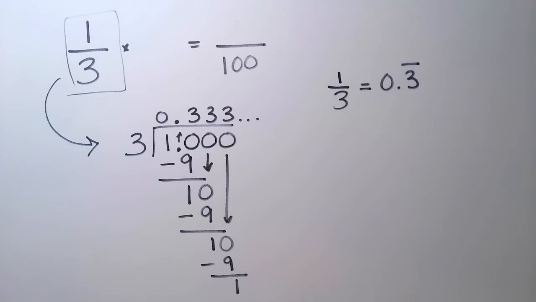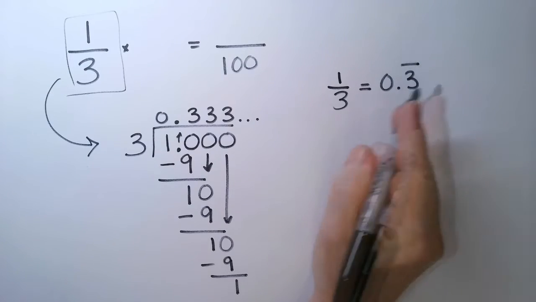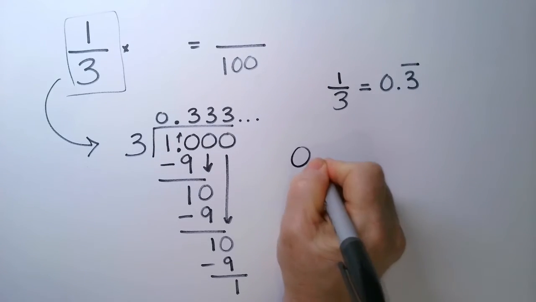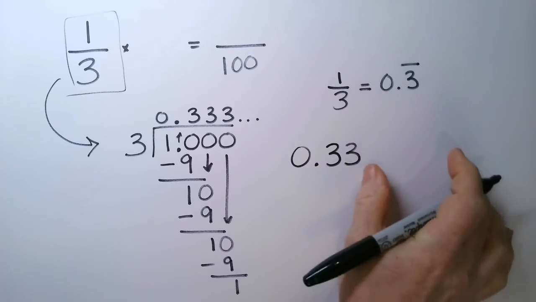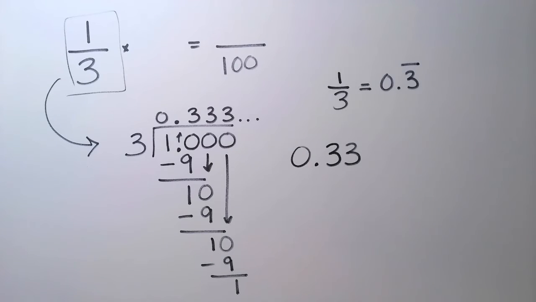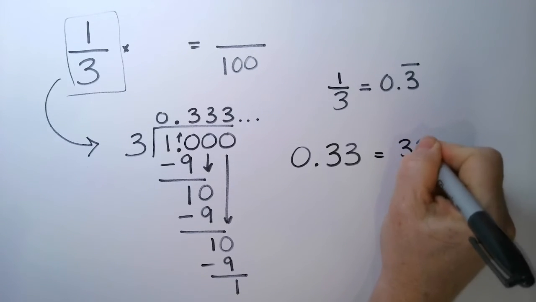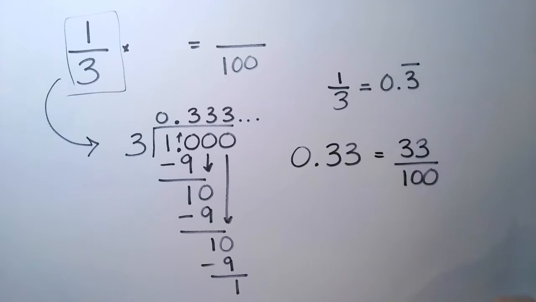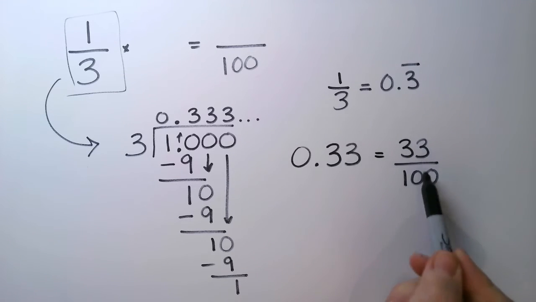Okay. So how do I turn this into a percent? Well, for a percentage, I'm going to write it out to 2 decimal places, 0.33, and then it goes on, but I'm going to truncate it. Let's just deal with 0.33, okay? And I want to turn that into a percent. So all I do is this is equal to 33 over 100, okay? Because when we say this out loud, this is 33 hundredths.